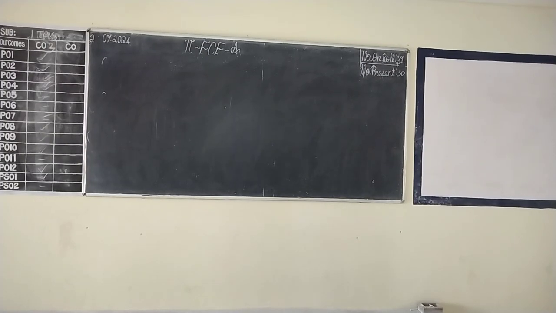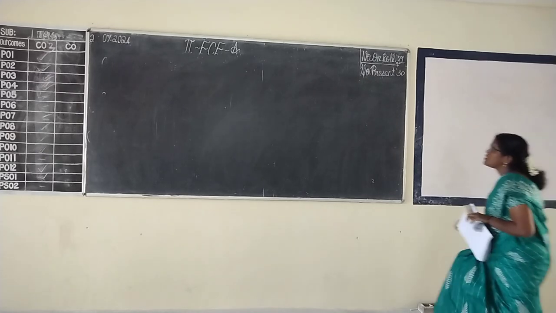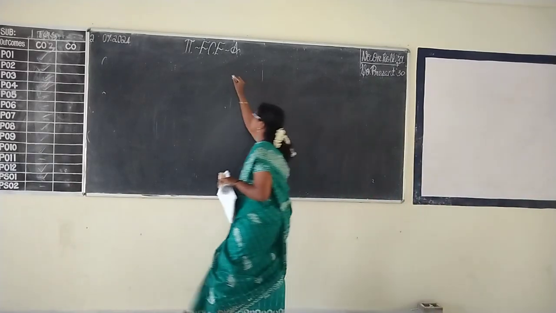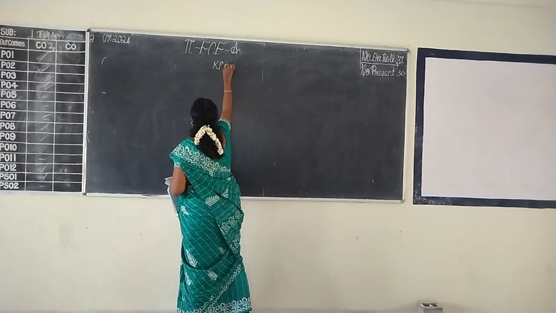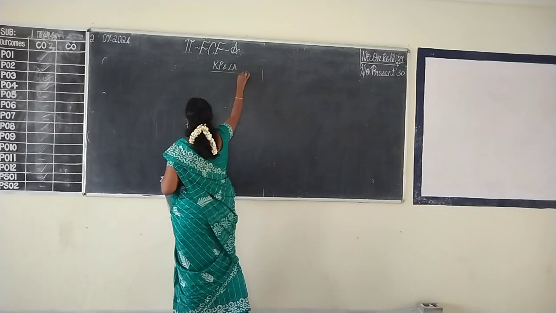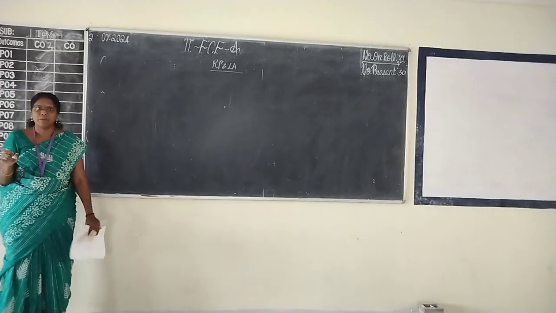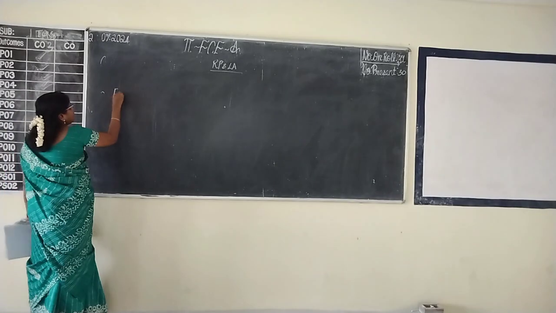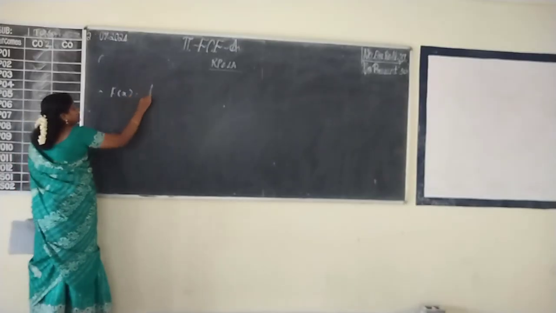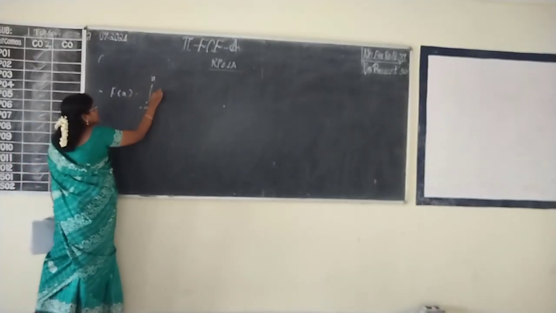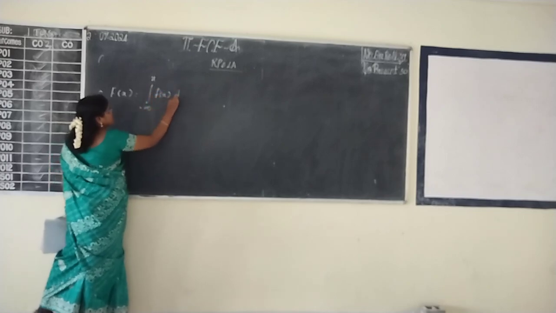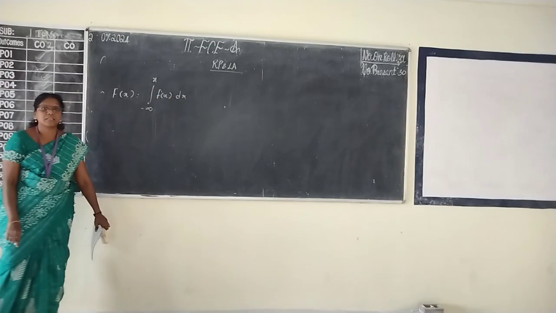Probability of capital X less than or equal to small x. In case of a discrete variable, it will become a summation, and in case of a continuous variable, it will become an integration. Those two are important for you. So capital F of x for continuous will be the integral from minus infinity to x of f of x dx. This is the formula in your continuous case.